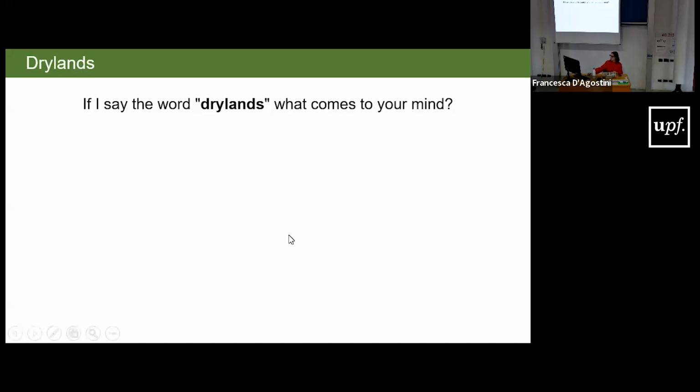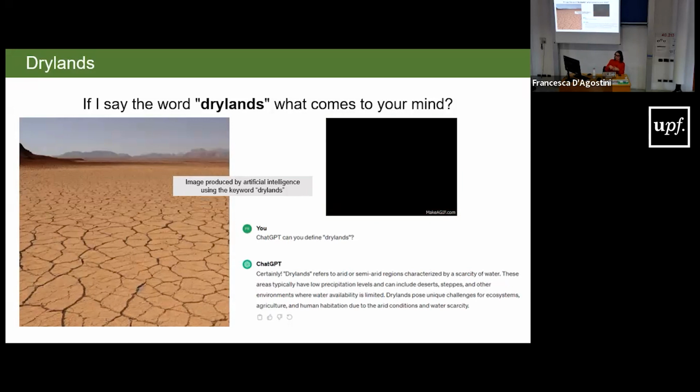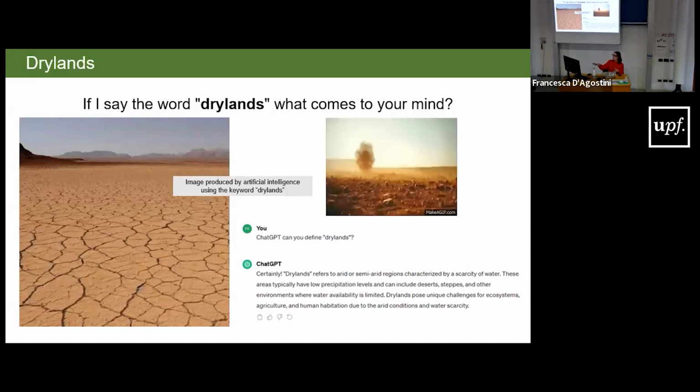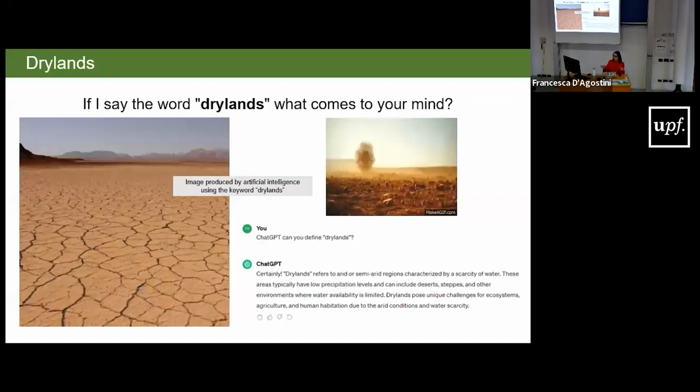So I asked this very same question to the artificial intelligence, and this is basically the output I received. We have this image generated by the artificial intelligence where you can see just cracked and very dry soil, and there's nothing else. And then there is the definition of ChatGPT that says basically that drylands are characterized by the scarcity of water, which is actually true. But it says also that drylands pose unique challenges for ecosystems and also human habitation.